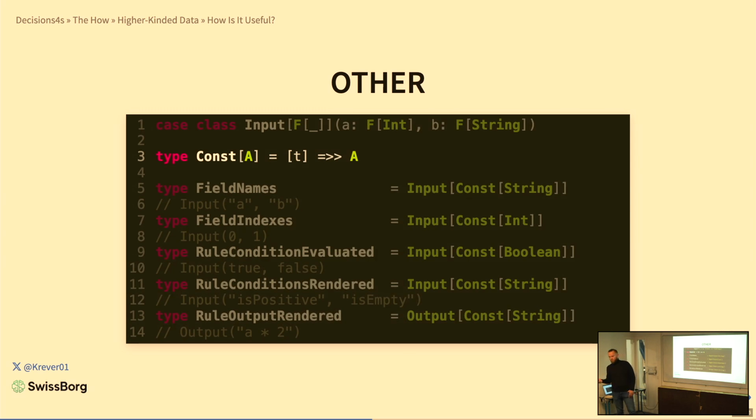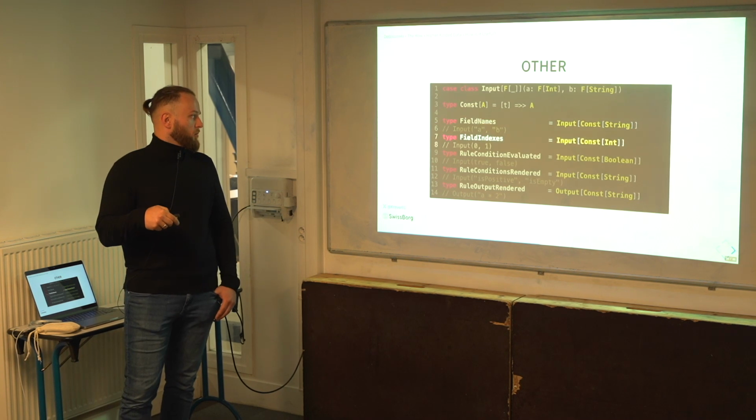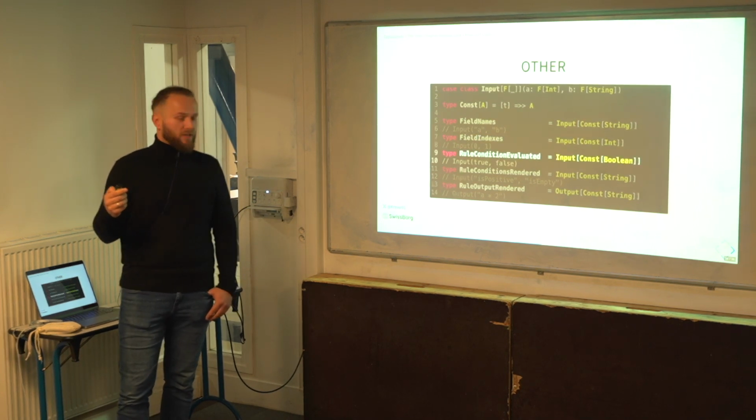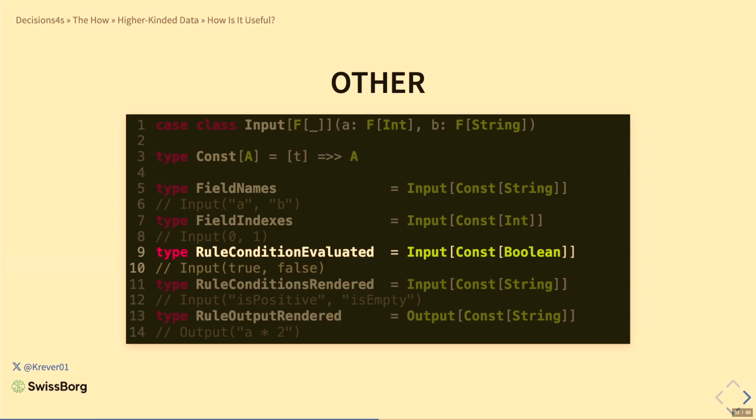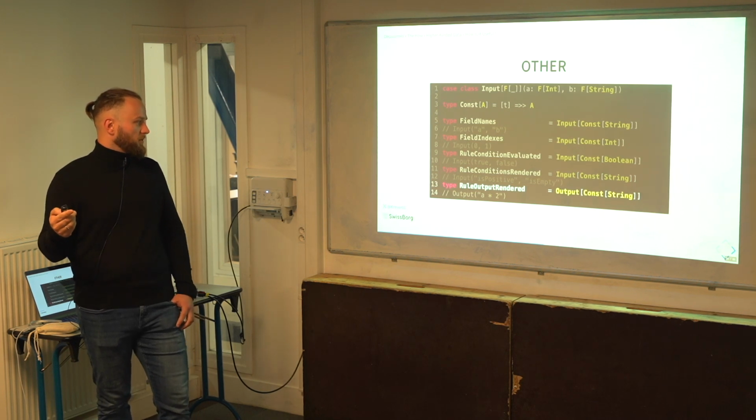And there are a couple more. Some of you may know the trick with Const. We say that type Const of A ignores the type argument and just returns an A. Through that we basically fix all the fields to become a string, and we can store names of fields in a case class. We can store the indexes. We can store the information if the particular condition was evaluated, like the result of the evaluation. We can store the rendered version of the expressions of both input and output.